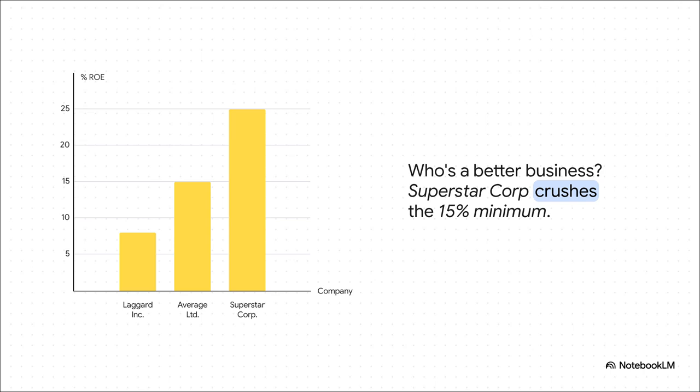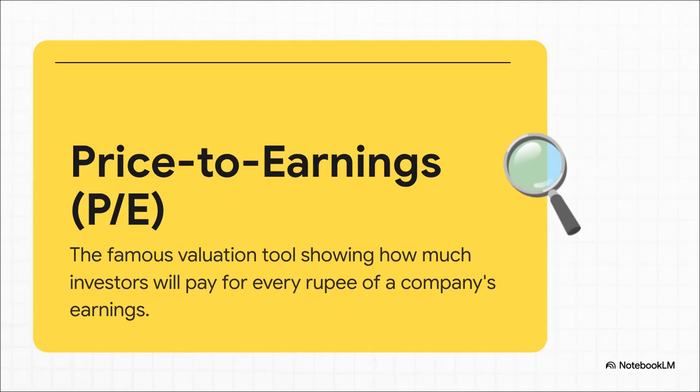But then you see Superstar Corp at 25%. That is what an exceptional business looks like. That's a company creating serious value for its owners. All right, let's pivot to our second pillar, valuation.